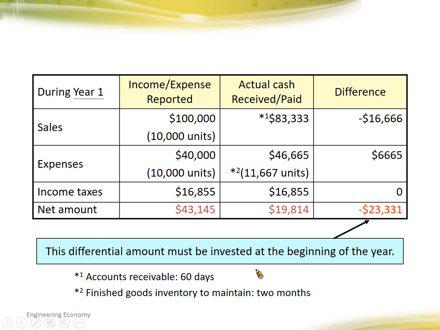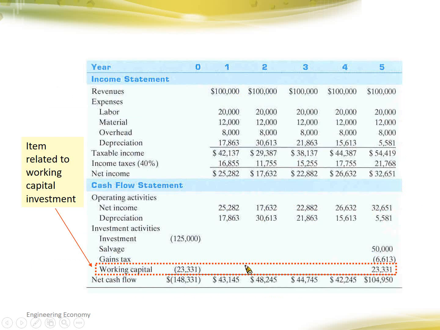Okay, if you look at this one right here, the rest of them will be the same, because again, as we computed previously. But here, investment activity, originally we only have 125,000 for the initial investment, but now we'll add working capital, because this is the discrepancy which we cannot recover.